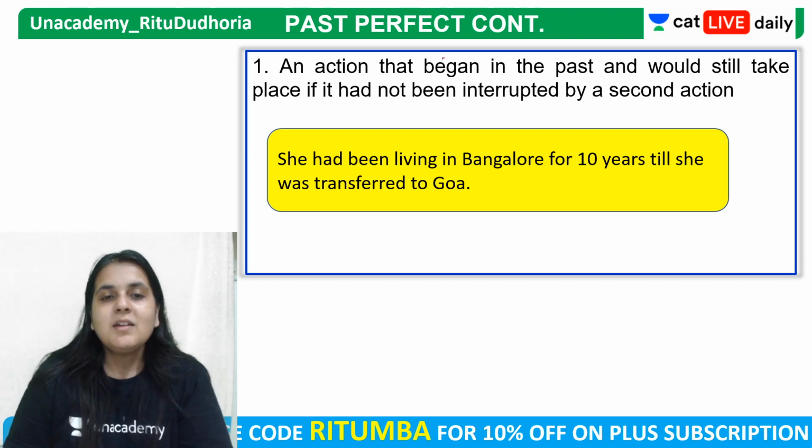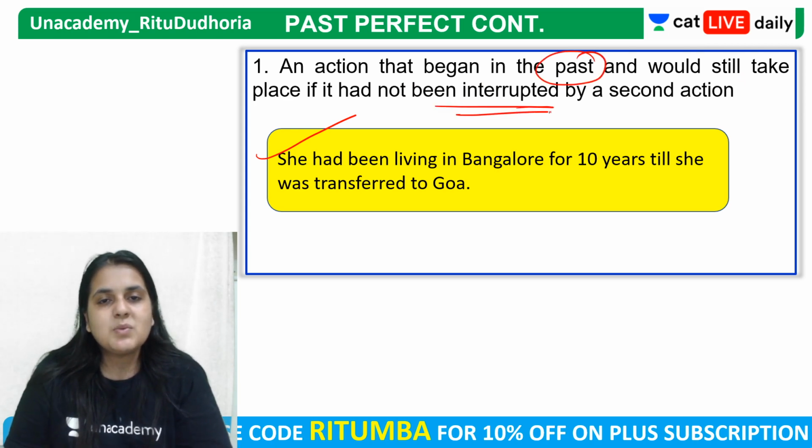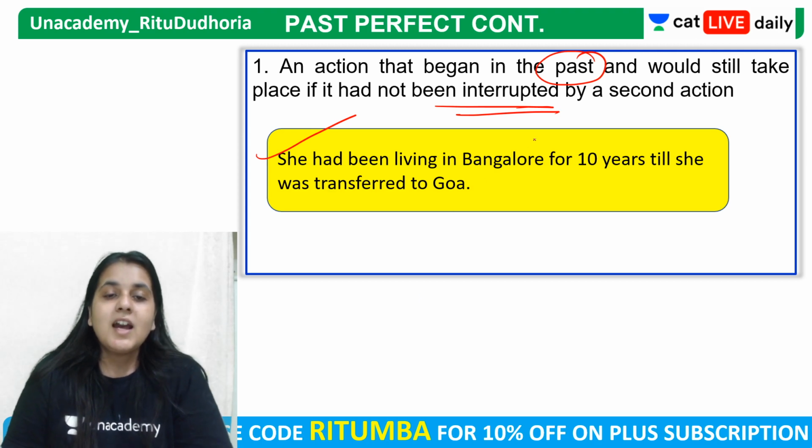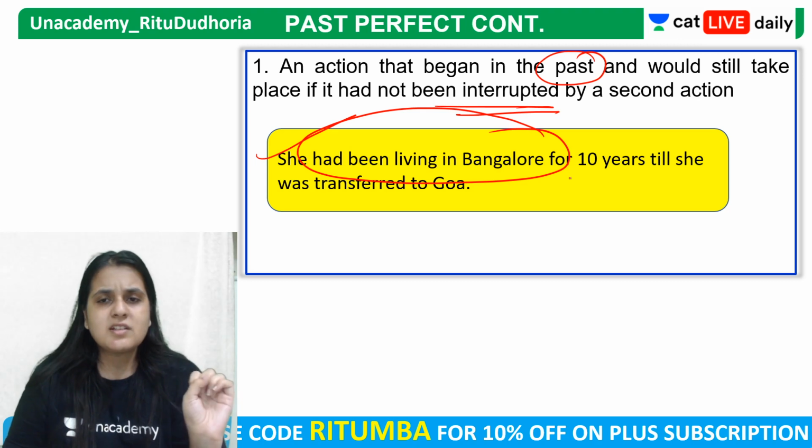एक rule ही है. Past perfect continuous. Sentence याद रखो. An action that began in the past would still be taking place, but क्या करे? It was interrupted by a second action. I had been living in Bangalore. I had been living. चल रहा था अच्छे से.